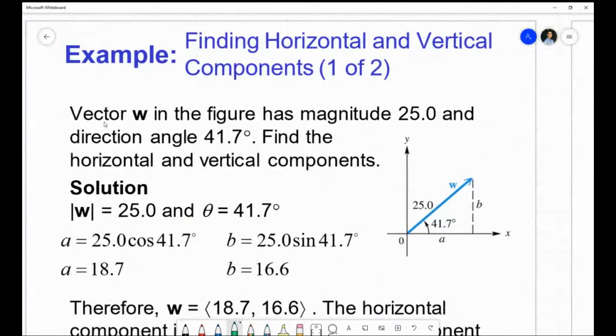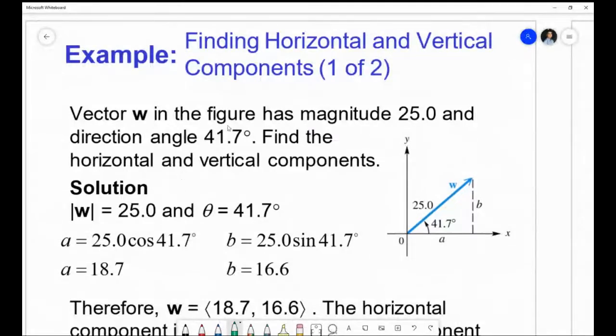Okay, so let's try to find out what is vector W and find the horizontal and the vertical components of this vector. So here they give us the magnitude, which is the length of this triangle, which is 25. And they give us the angle, which is 41.7.